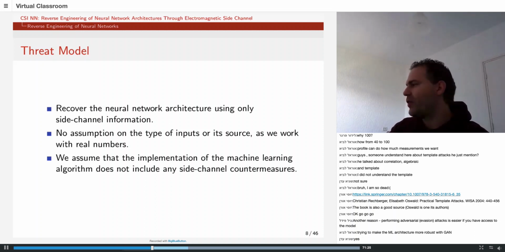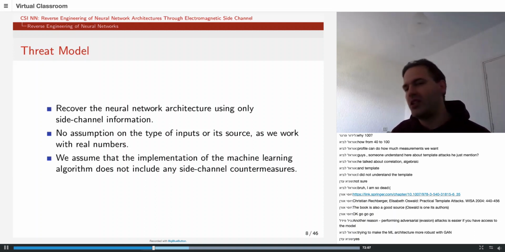And of course, something very important: we assume there are no implementations that have countermeasures against side channel attacks. You already heard there are ways to defend against side channel attacks. Those ways are called countermeasures, and they are common in cryptographic implementations. For instance, you cannot find today any real product that needs security against side channel attacks that will not be protected. But luckily or unluckily, however you want to look at it, machine learning implementations, machine learning algorithms, are not protected with any countermeasures. Why?